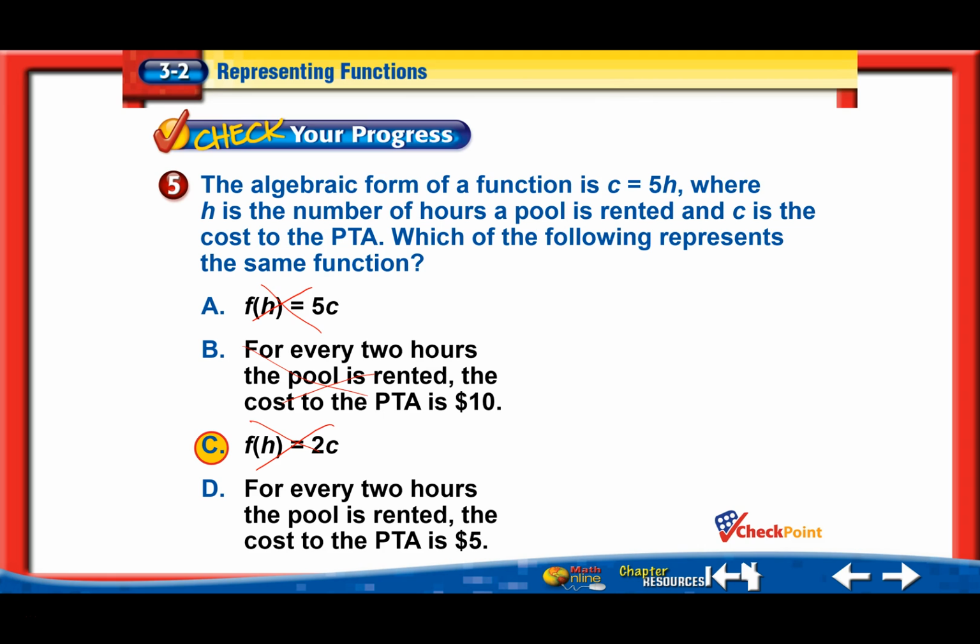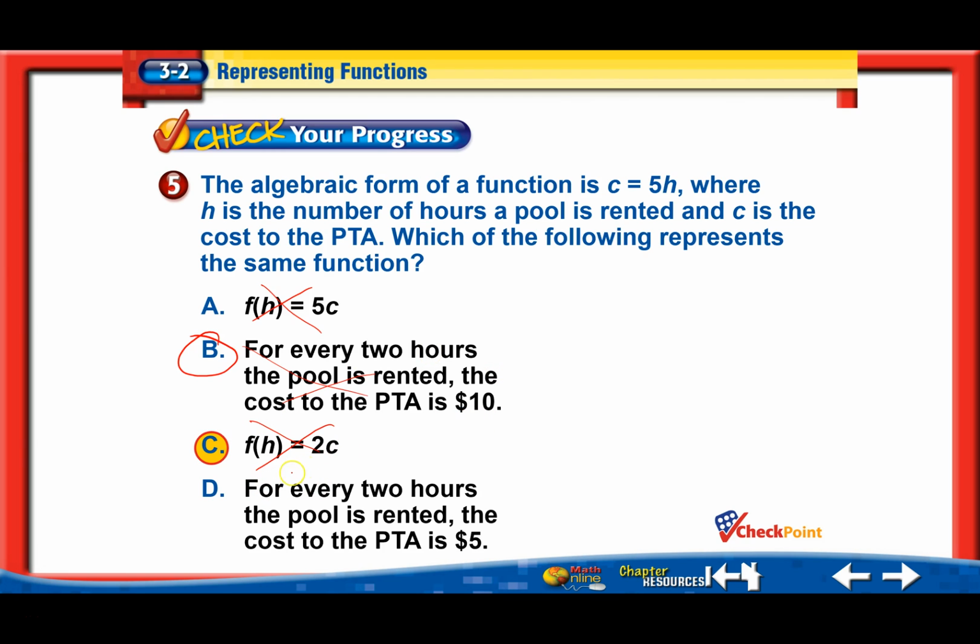I feel that the closest one they had to the correct answer would actually be B, because for every 2 hours, they're going to give 10. So if I put a 1 in here, it would come out to 5, the $5 would be the cost. Because this is really saying $5 per hour is what it costs. So for every 2 hours, it would be 10. That's the only one that's remotely close.